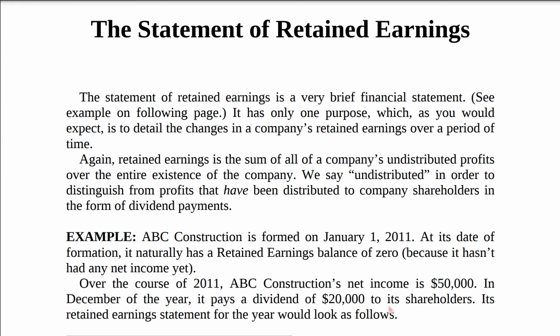Hi everyone, in today's video we are going to learn about the statement of retained earnings. What is the statement of retained earnings, what are examples of retained earnings, and how you can calculate retained earnings, etc. we will see in today's video.